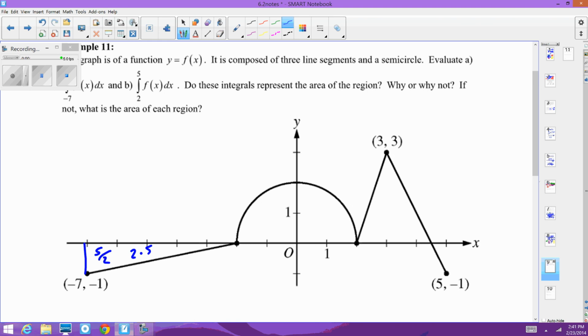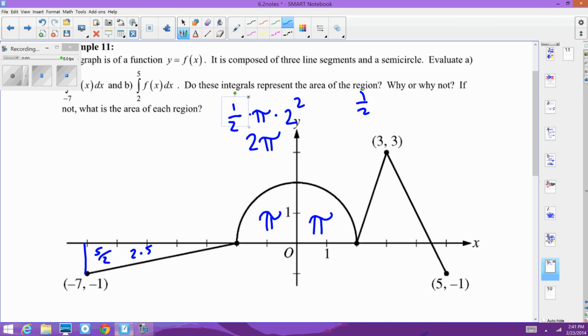The next one is 1/2 times pi times the radius squared, which would be 2. So that whole thing is 2 pi. I'm going to go ahead and write pi here and pi here. So I know it's 2 pi for that whole thing.